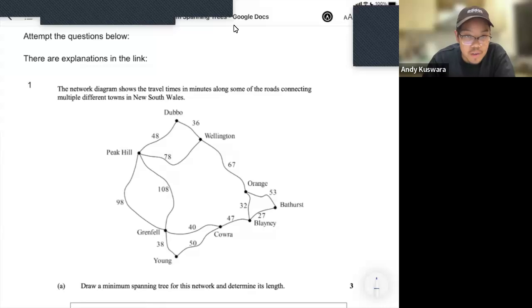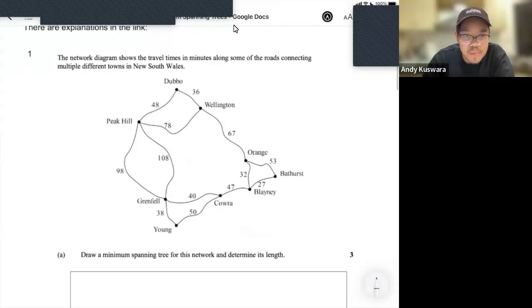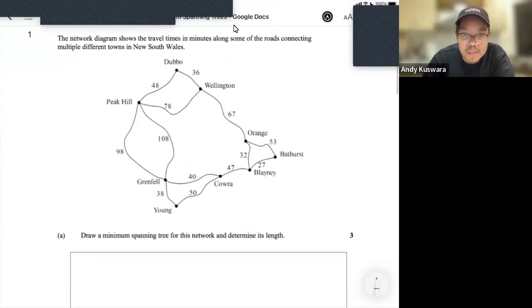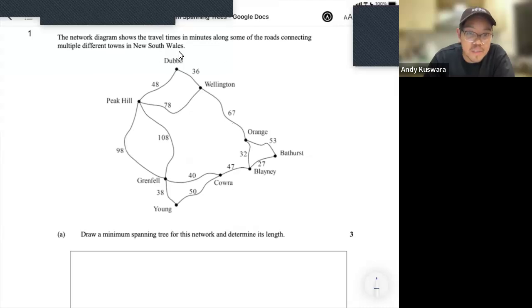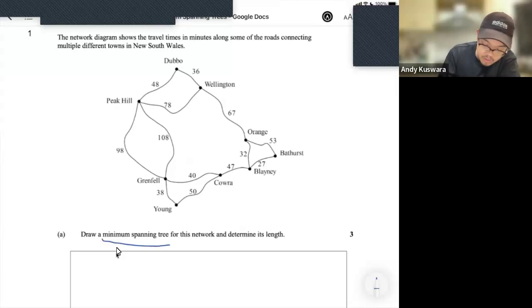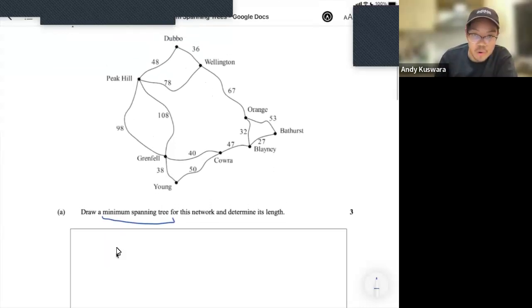Okay, so let's take a look at this question. The network diagram shows the travel times in minutes along some of the roads connecting multiple different towns in New South Wales. Draw a minimum spanning tree. There's your key, minimum spanning tree. Sorry, that was a horrible underline.